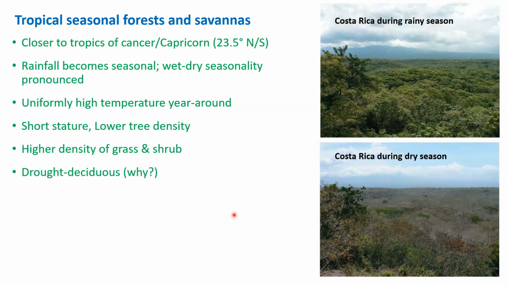Drought deciduous. Why? Because, well, you know what deciduous is: shedding leaves. Drought deciduous is shedding leaves during the drought period. Why? Because during the periods where this biome does not receive rainfall, in order to save their lives, the trees actually have to become dormant, become inactive. So what they do is they shed their leaves, cut off evapotranspiration, right, and thereby save water and become dormant.